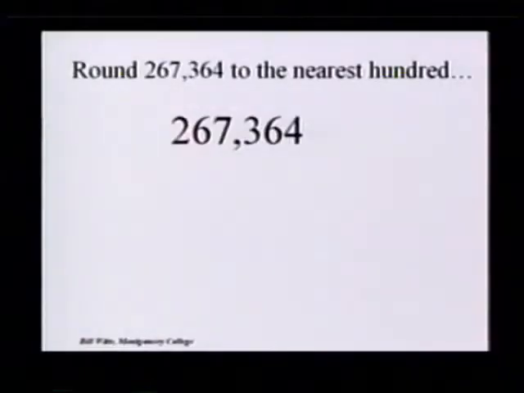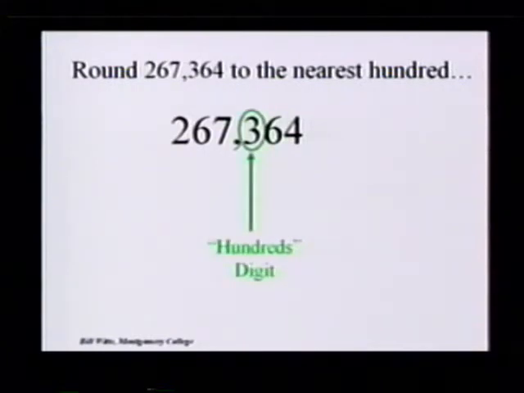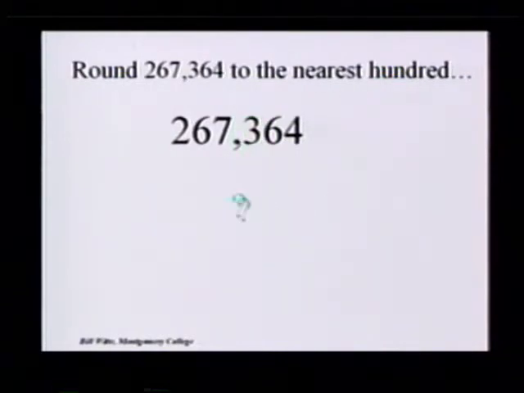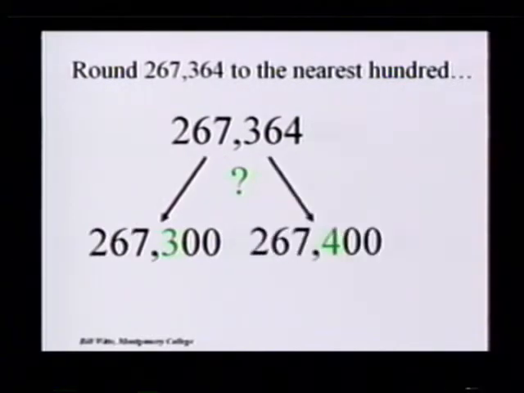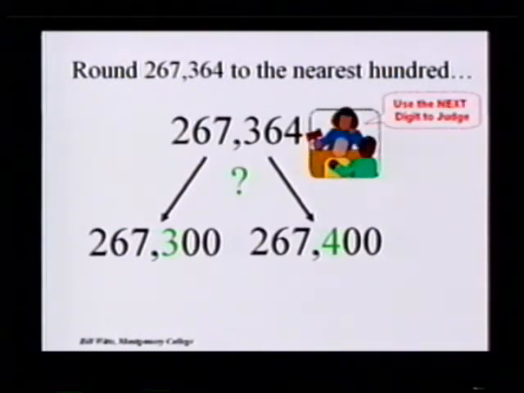We rounded 267,364 to the nearest 100. Of course, we had to know what digit that was. There she blows. That means that every digit after that is going to be a 0. So let's see. What are our options here? It's either going to be 267,300 or 267,400. How do you decide? Remember, we use the next digit after the 100.